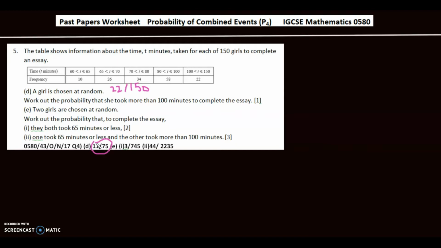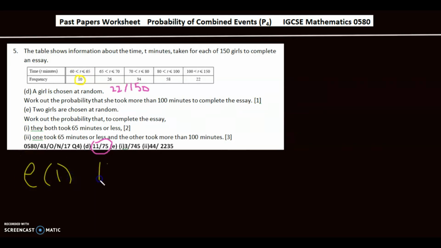I haven't copied A, B, C because they were not related to probability. Okay, part E. 2 girls are chosen at random. Work out the probability that to complete the essay they both took 65 minutes or less. Okay, so how many girls take 65 minutes or less? 10 girls take 65 minutes or less.